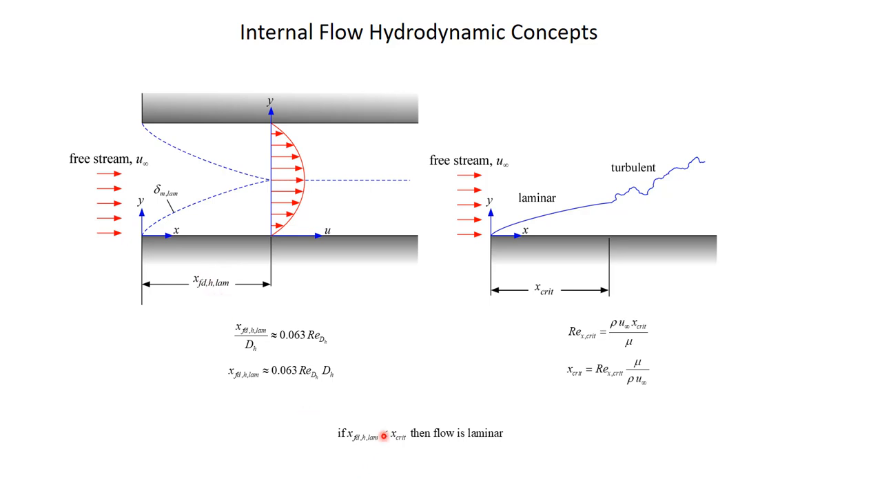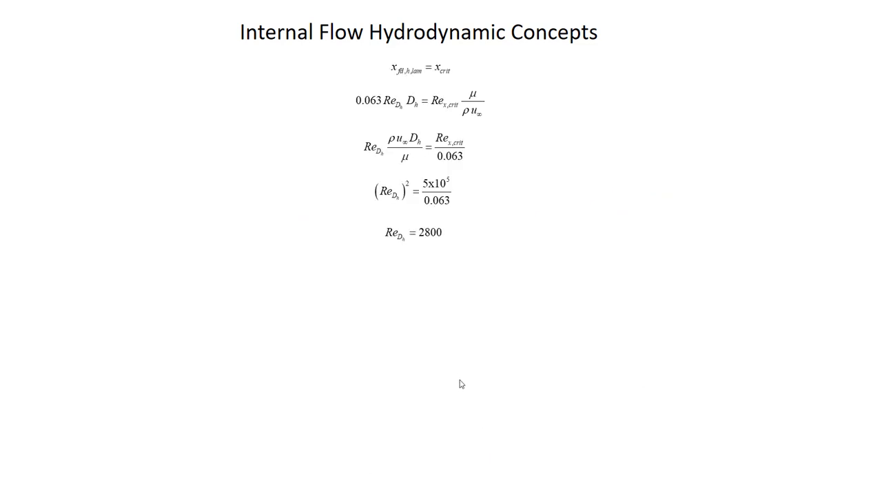So if this laminar entry length is less than the critical length required to become turbulent for an external flow, then you would expect the flow to be laminar. If this were greater, it would be turbulent, right? So that transition point is when these two things are exactly the same. Hopefully that makes sense if you think about it a little bit. But that will let us figure out the criteria that will delineate a laminar and a turbulent external flow.